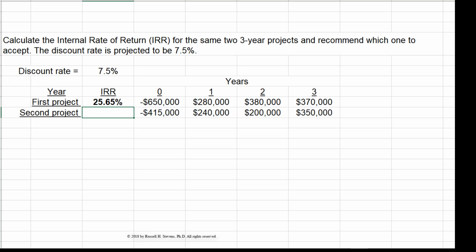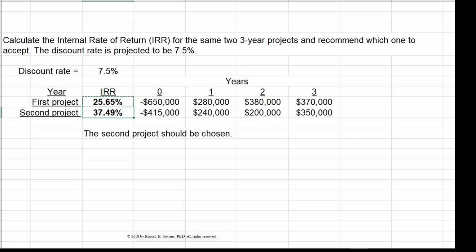Notice that the 7.5% is not used in this formula. The discount rate is not part of an internal rate of return analysis. For this formula, there is an easy copy to calculate the internal rate of return for the second project. Highlight the 25.65%, press the C key while holding down the Control key, arrow down one line, and press the V key while holding down the Control key.